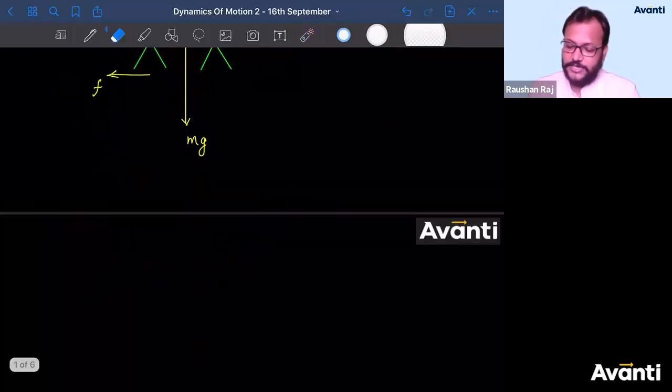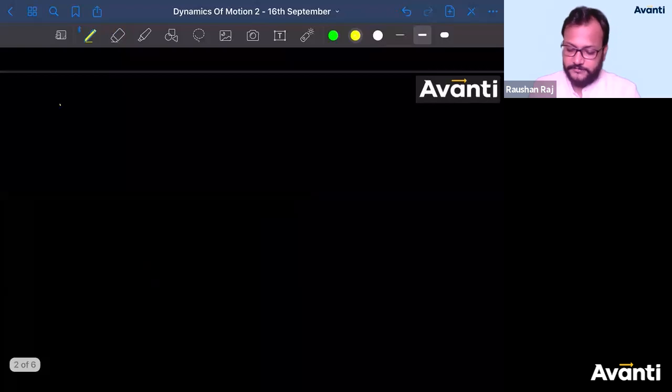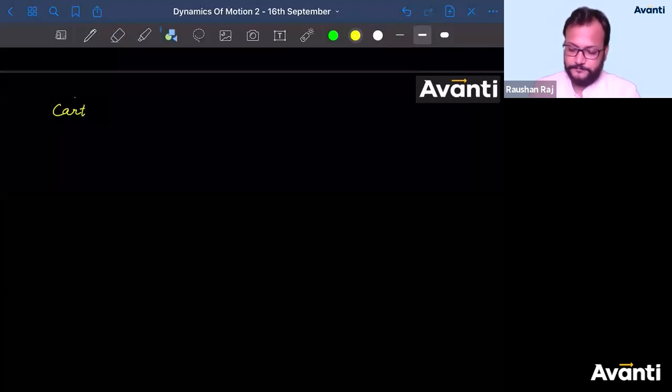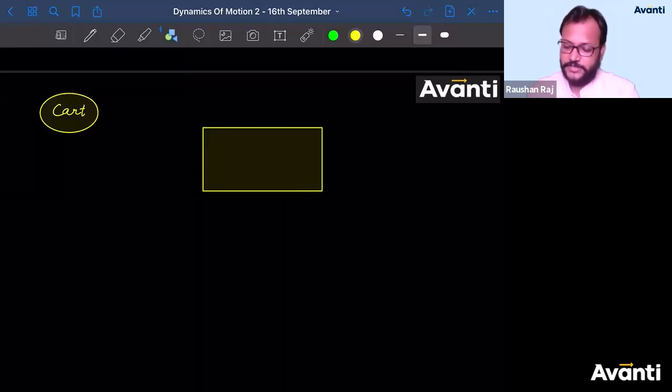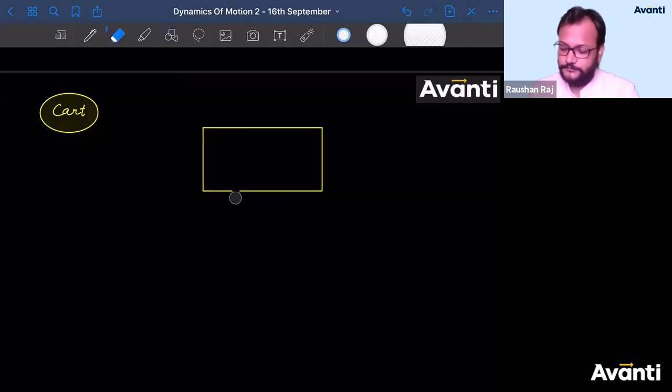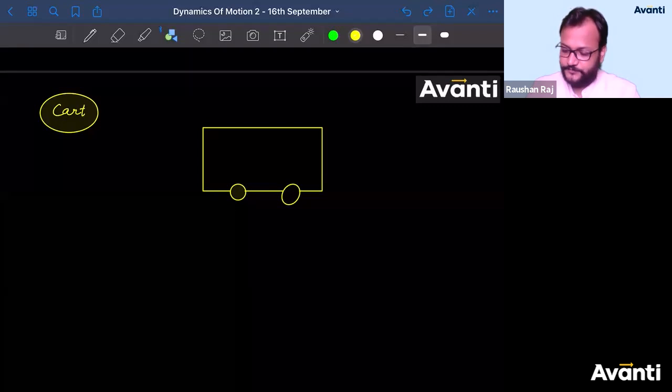चलिए, now let us draw the free body diagram of the cart. So the cart will look somewhat like this. Let us draw the पहिया, the wheel. छोटा बड़ा हो गया, कोई बात नहीं. रियर व्हील थोड़ा बड़ा हो गया, अंडा बन गया ये तो.